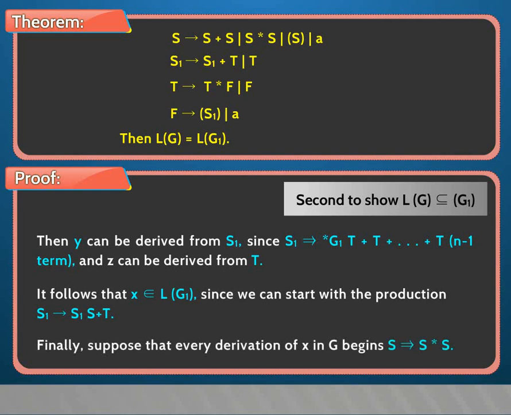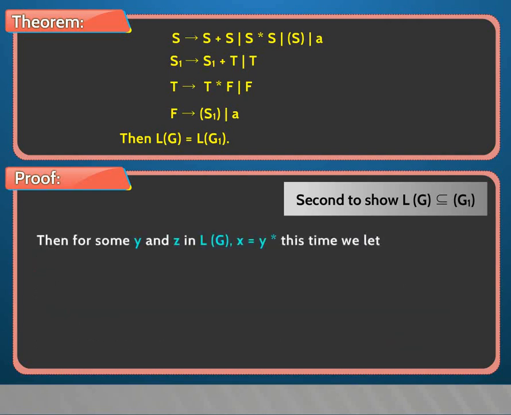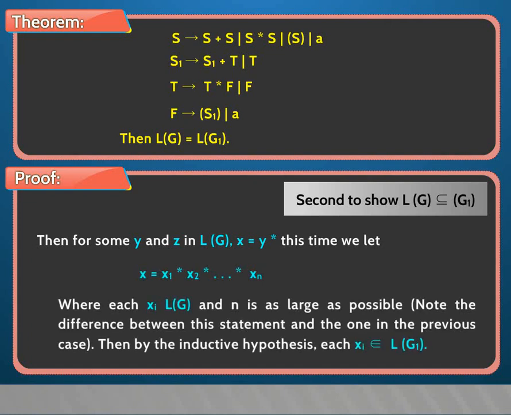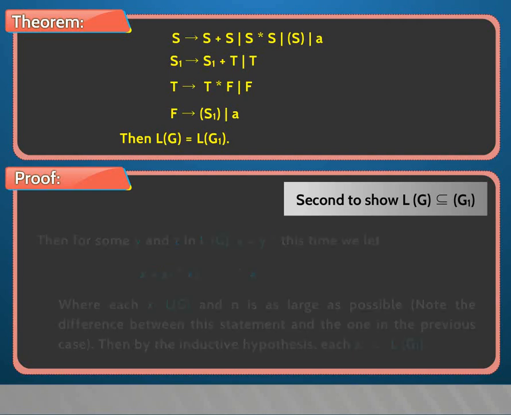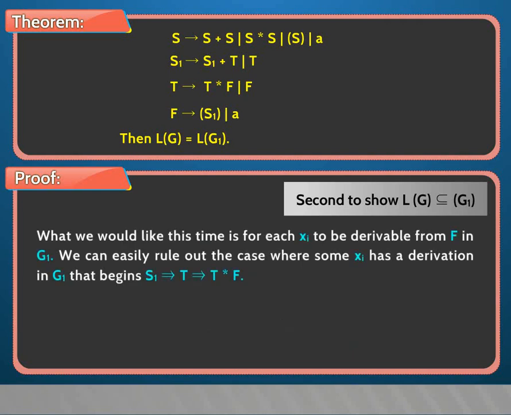Finally, suppose that every derivation of x in G begins S implies S times S. Then for some y and z in L(G), x is equal to y times z. This time we let x be equal to x1 times x2 times up to times xn, where each xi is an element of L(G) and n is as large as possible. Note the difference between this statement and the one in the previous case. Then by the inductive hypothesis, each xi is an element of L(G1). What we would like this time is for each xi to be derivable from F in G1.